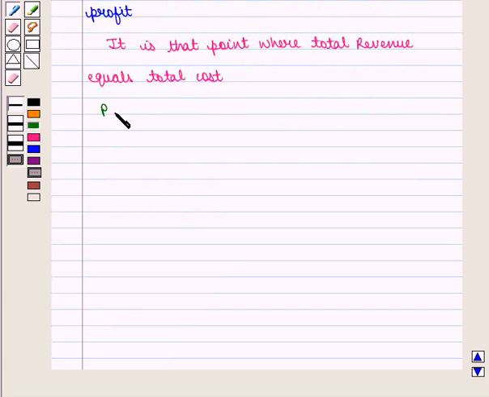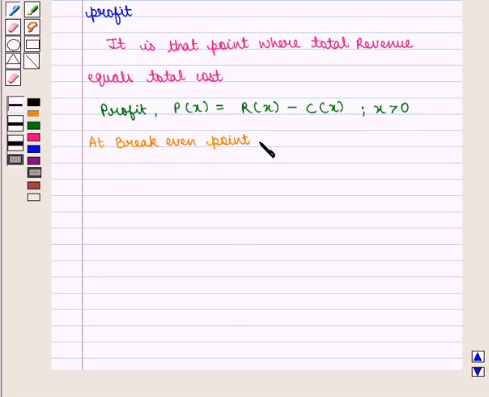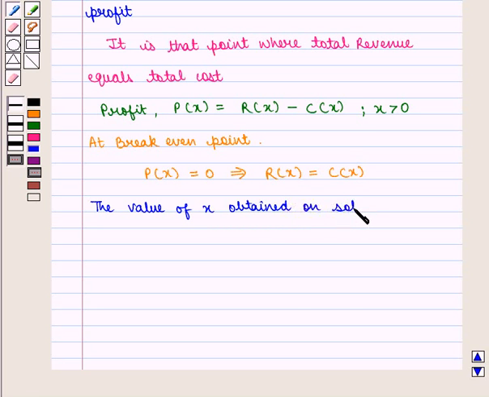We know that profit, that is P of x, is equal to total revenue, that is R of x, minus total cost, that is C of x, for the value of x greater than 0. At break-even point, P of x is equal to 0, which implies that R of x is equal to C of x. The value of x obtained on solving this equation determines the break-even point.